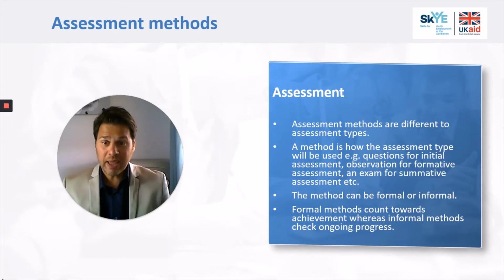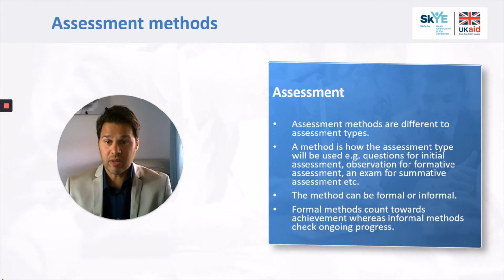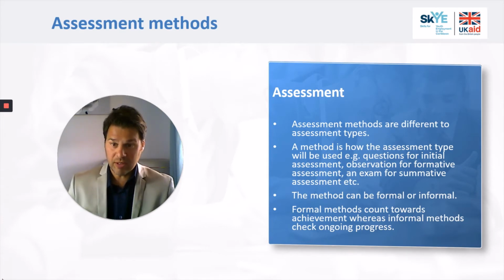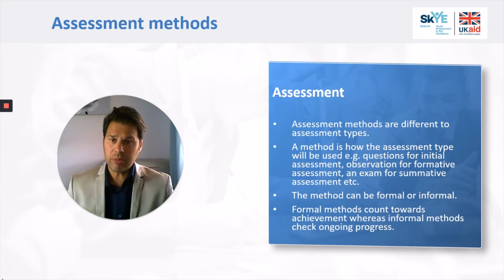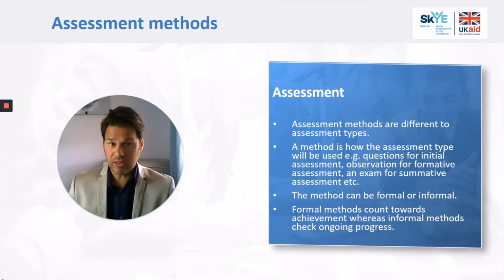Okay, so let's have a look at assessment methods. Assessment methods are different to assessment types. And when we talk about assessment methods, it's how we'll use the assessment type and what we'll do with it. Okay, so the method is what we're going to do. So questions for initial assessment, observations for formative assessment, an exam for summative assessment, for example. But what I would say is important is to make sure that your assessment type or method is going to be replicated throughout. So what you intend your students to do for the summative assessment, you give them a chance to do during some formative assessments in class.